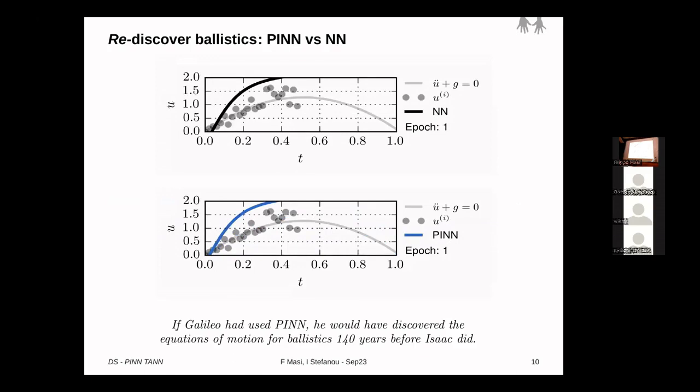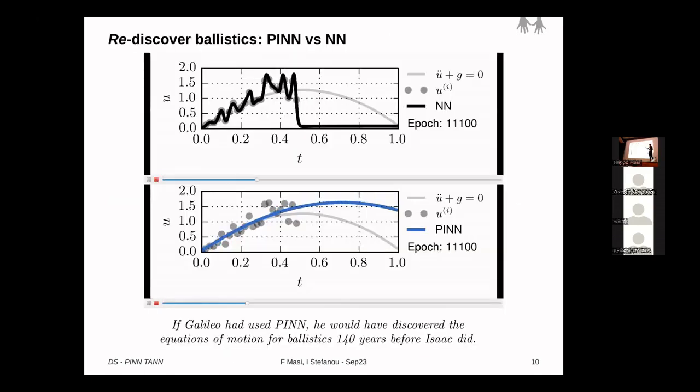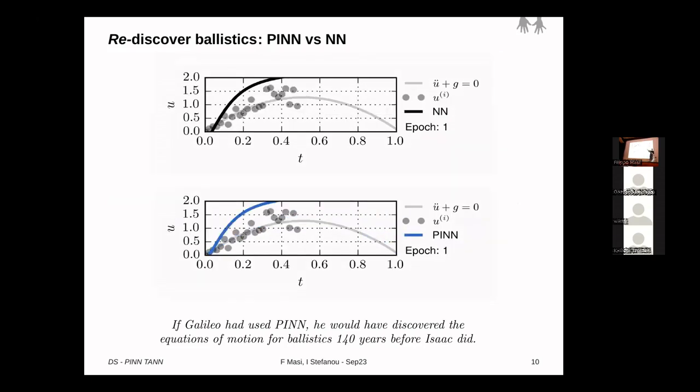And actually, what happened is that the physics-informed neural network doesn't know that it is g, it thinks it is equal to a lambda, and it discovered the value of lambda. That is, it simply discovered the value of the gravitational acceleration, and it discovered it alone. So the message here is that if Galileo had used physics-informed neural networks, he would have discovered the equation of motion for ballistics 140 years before Isaac actually did. So this should, well, pique your interest a little bit in the following lecture.